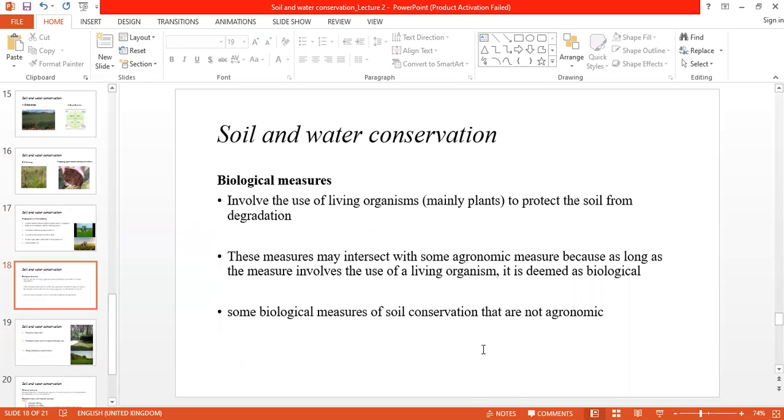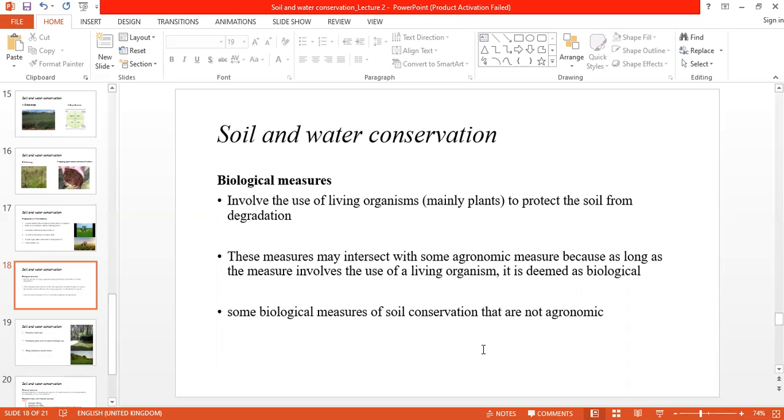Okay. So now we can look at the biological measures. When we talk of biological measures, these involve the use of living organisms. You use living organisms to protect the soil from degradation.